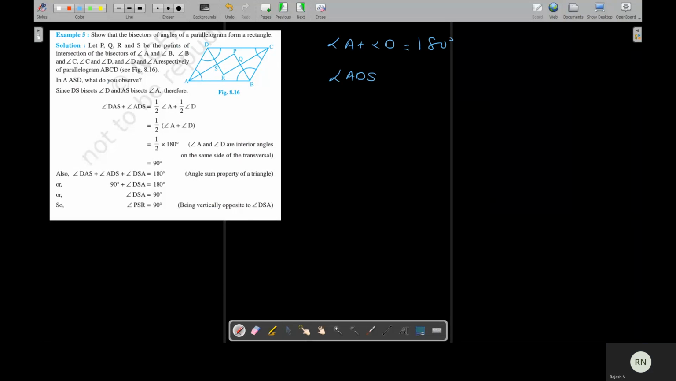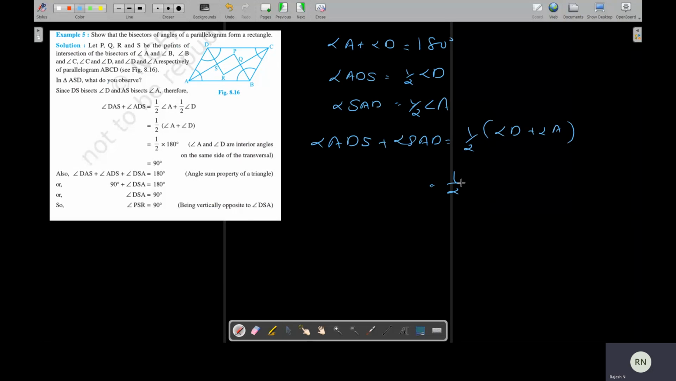Now you see, angle ADS is equal to half into angle D, since it is a bisector. What is angle SAD? SAD is also half into angle A. So angle ADS plus angle SAD is equal to half into (angle D plus angle A). That is half of 180 degrees, so it is 90 degrees. So this angle is 90 degrees.